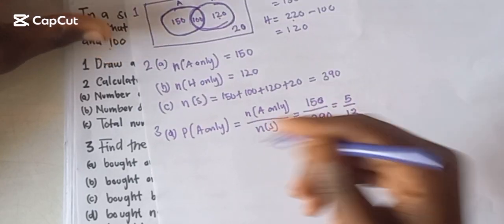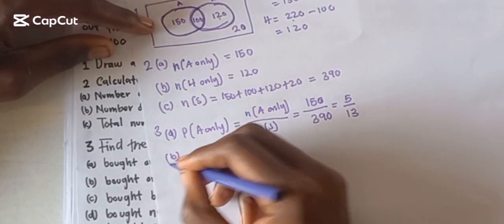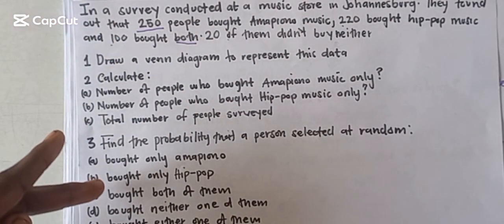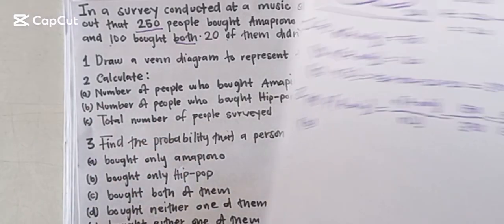Yeah, hopefully. So going to letter B, it says that for those who bought only Amapiano, they want the probability for that.